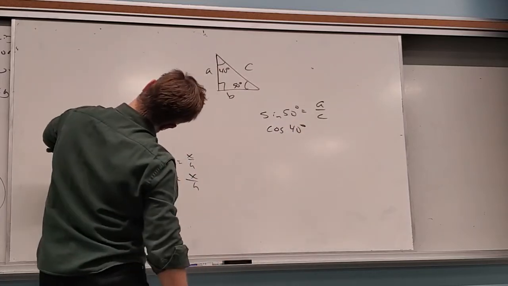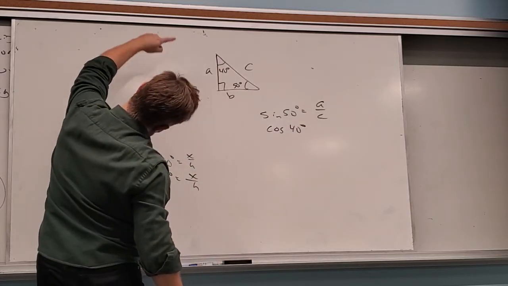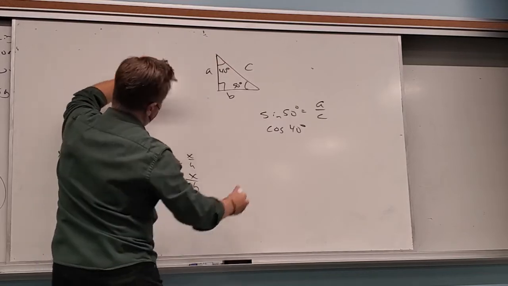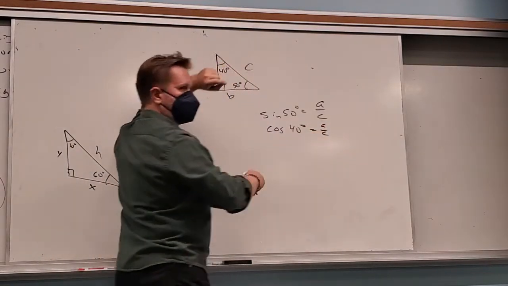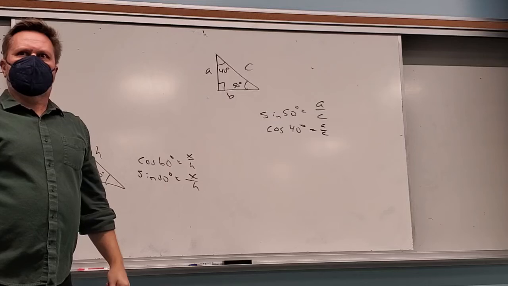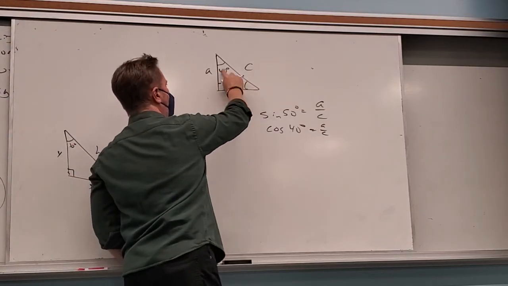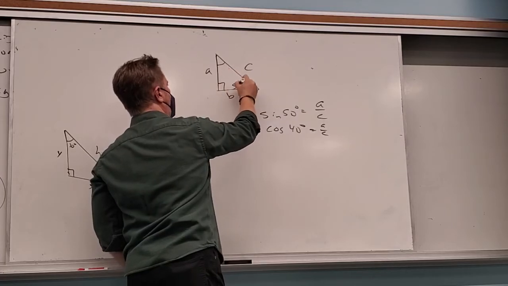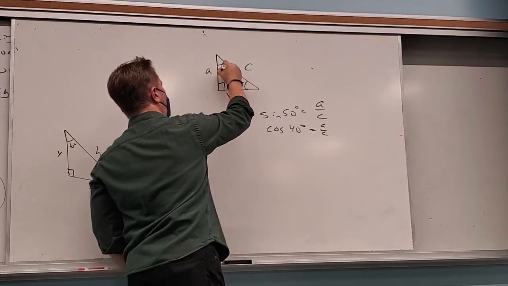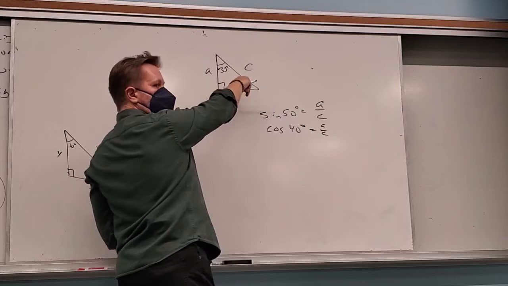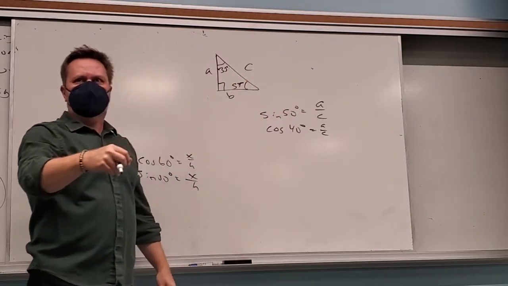So I can turn my head like this. It's going to be x side over the hypotenuse. It'll also be A over C, no matter what these angles are, right? This could have been, if this was 57, this would be 33. Good job. The same thing would happen.